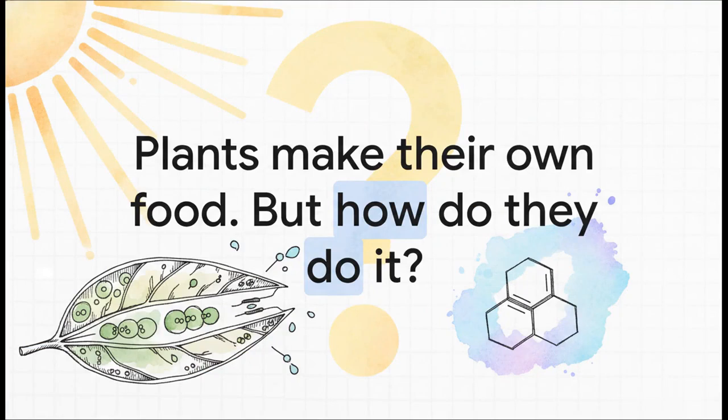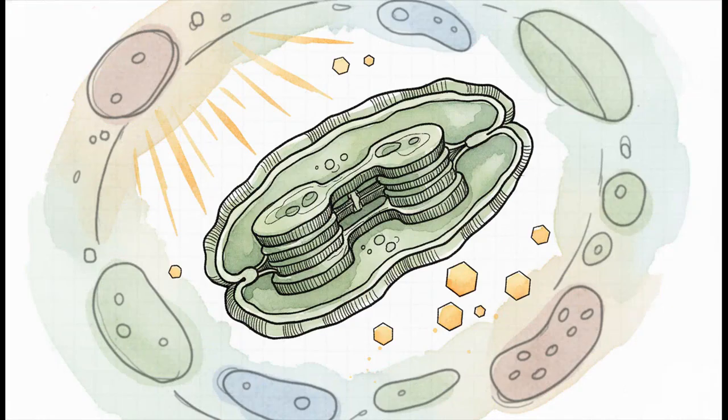Okay, so we said earlier that plants make their own food. But how does that actually work? What's going on at the cellular level? What's the tiny machinery inside that makes it all happen? Let's take a look. Well, the answer is right here, inside this incredible little organelle called the chloroplast. You can think of this as the cell's very own solar-powered kitchen. This is exactly where photosynthesis happens, that amazing process where a plant uses sunlight to create its own food.